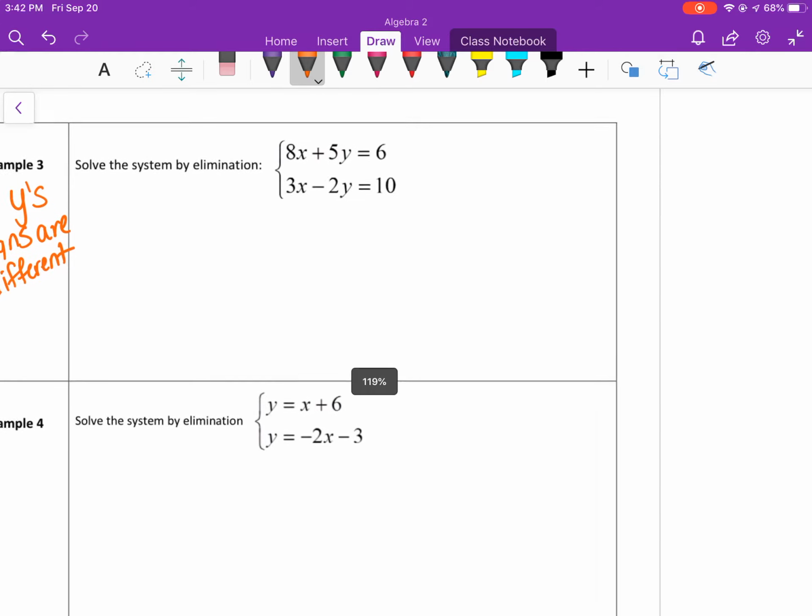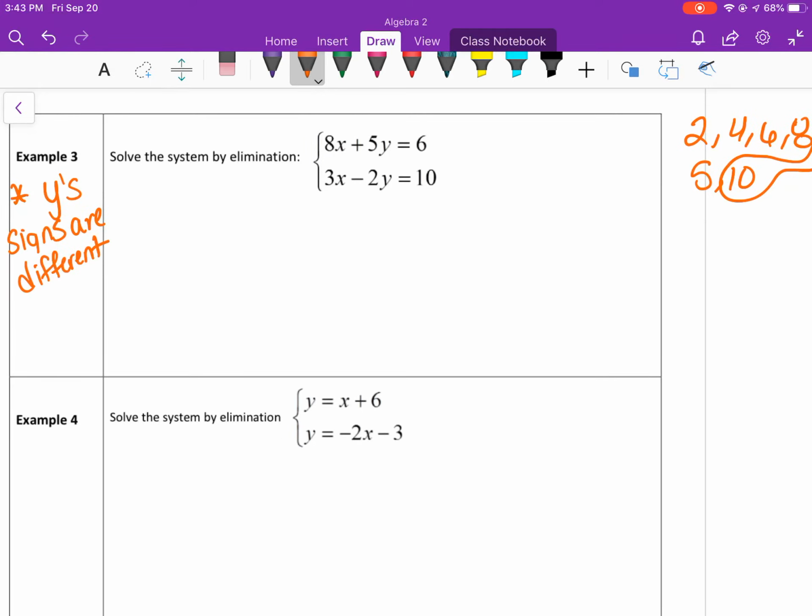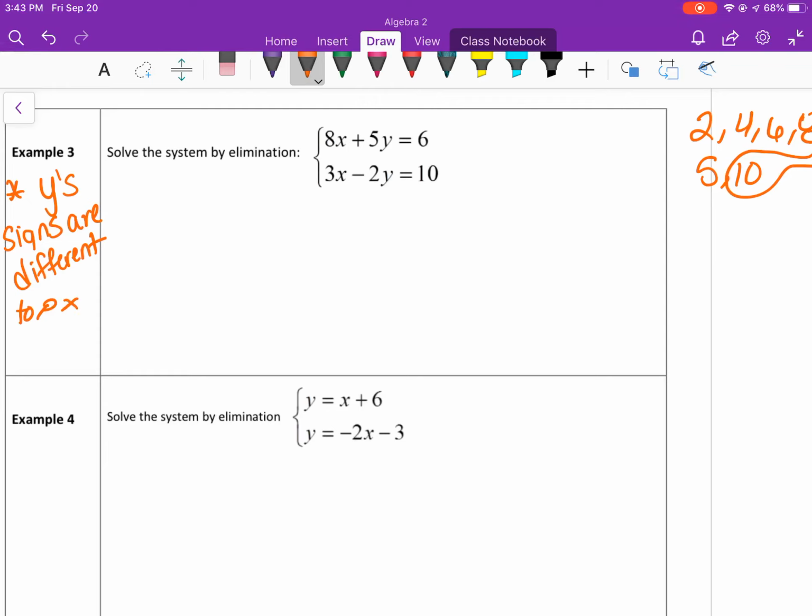So now I need to decide, well, what can I multiply 5 by, and 2 by, and get a common multiple. If you think about when you count by 2's, 2, 4, 6, 8, 10, you know that they both have 10 in common. So if I take the top and multiply the top by 2 and then take the bottom and multiply by 5, I'm going to get a 10y in each.